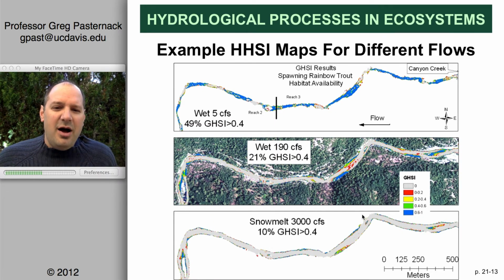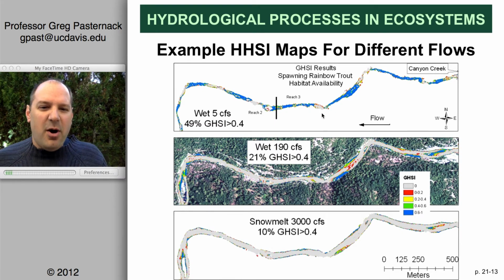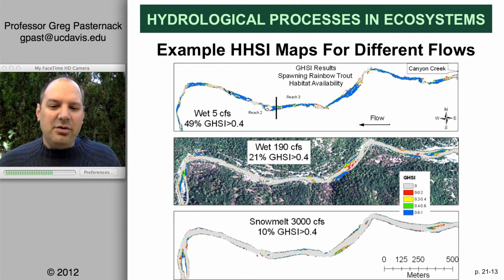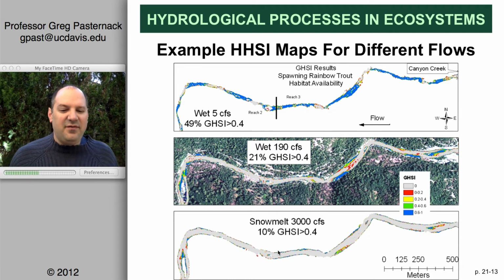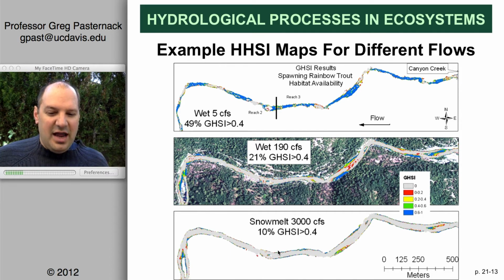And here's another example of a map. This is for spawning rainbow trout up in the mountains in the Sierras at 3 different discharges, 5 CFS, 190, and 3000 CFS. And I like to use this color scheme where blue usually means the highest quality habitat, and then the colors go down to gray being no habitat present. And you can see that at low discharge, there's lots of places here for those fish to hang out. But by the time you get up to 3000 CFS, the river's just roaring, and there's not a lot of places for these fish to survive.